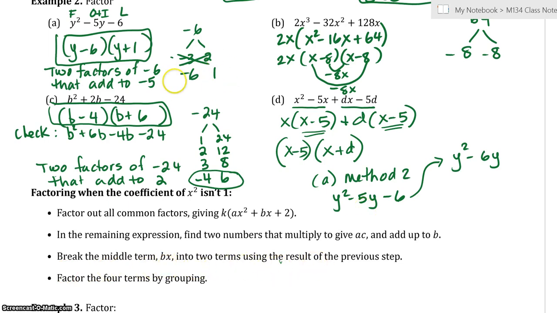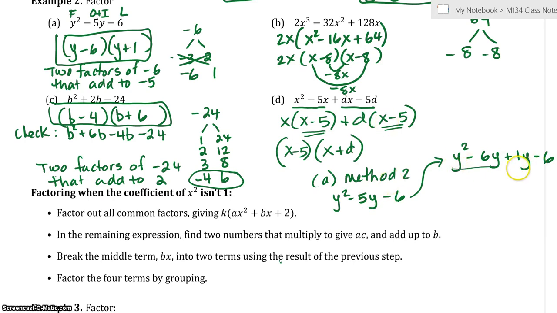So I'm going to use my negative 6 and my plus 1 to rewrite this. Notice I'm making it look like 4 terms. I haven't changed anything because negative 6 plus 1 is negative 5. Then we can do this to it.